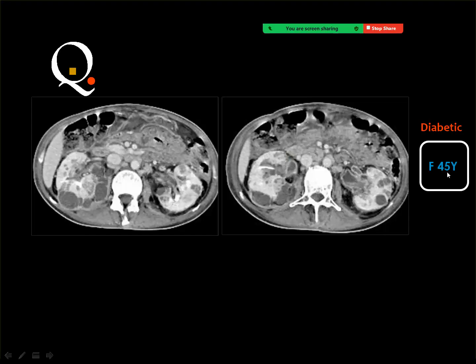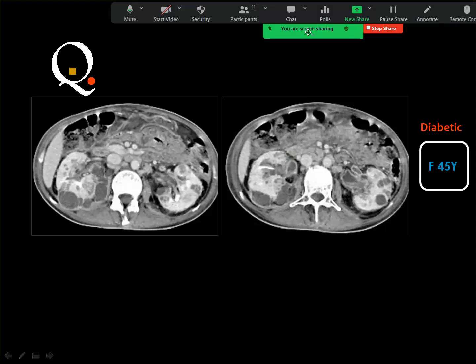This patient is diabetic, and you can see the scans of the kidney obtained after contrast injection.